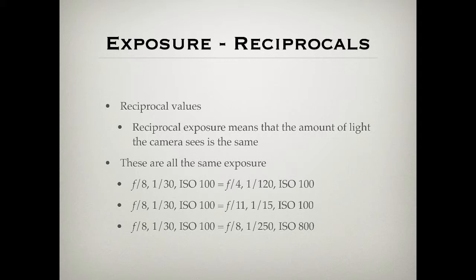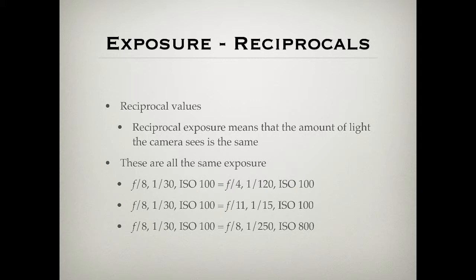So, for example, here are some reciprocal ratios. We're always starting off a base of f8, 1/30th of a second, and ISO 100. And say we decide we want to do selective focus, so we're going to open our aperture wider. We're going to go to f4. How does that affect our exposure triangle? If we're in aperture priority mode, the camera will automatically change the shutter speed to 1/120th of a second. We're going 2 stops, f8 to f5.6 to f4. That's 2 stops, so our shutter speed will change by 2 stops, 1/30th to 1/60th to 1/120th, at a fixed ISO.